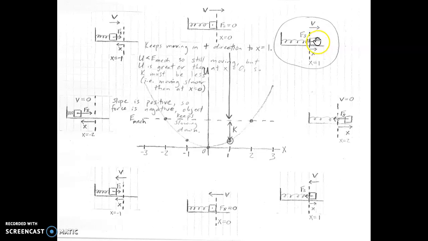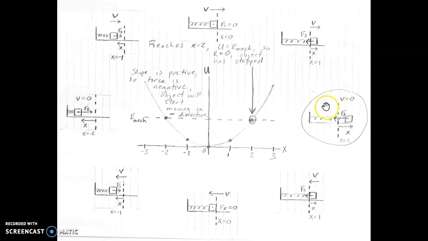Of course, as it goes to the right, that stretches the spring out, and the spring starts to pull back to the left. And so now as the object moves to the right, the spring starts to pull back on it, which slows it down. And so we see our velocity here is smaller than it was over here, but it's still moving to the right. It's just slowing down as the spring stretches out and pulls backwards on it.